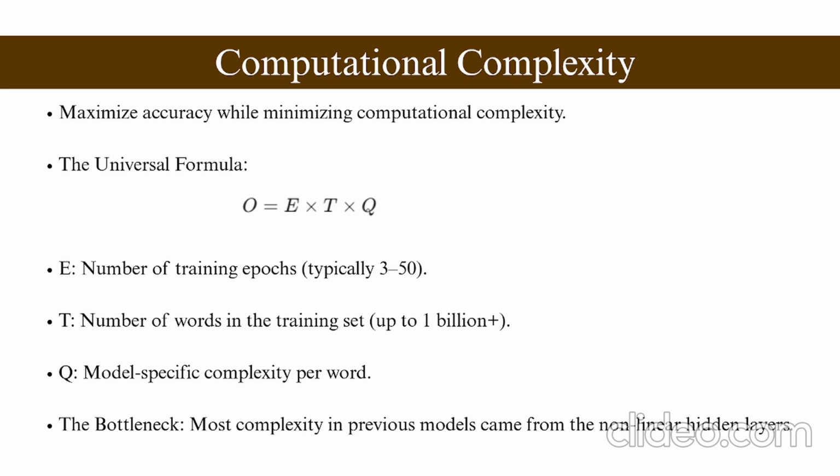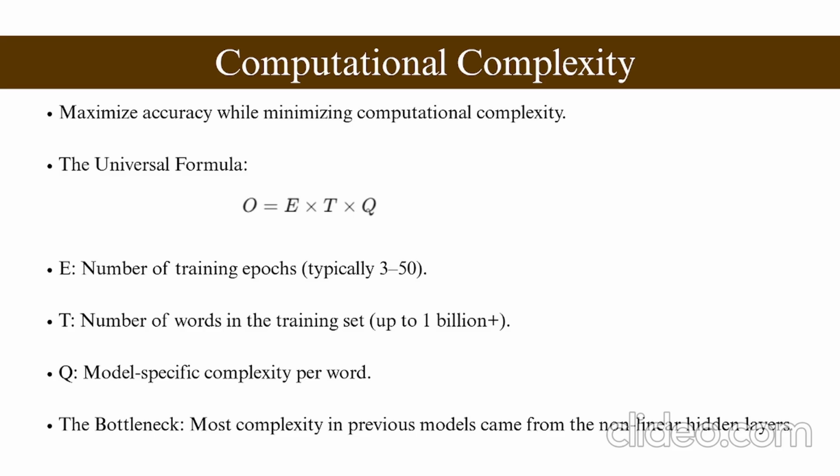Here E is the number of epochs, which is the number of times the model sees the entire training dataset, typically ranging from 3 to 50. T is the total number of words in the training set, which can be over 1 billion. Q is the complexity per word. This is the model specific calculation cost for each individual word.